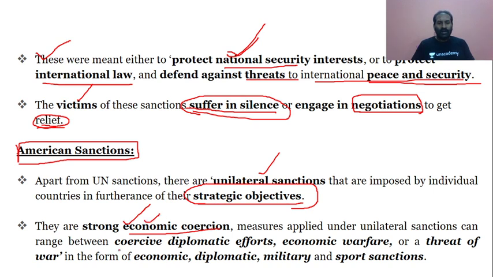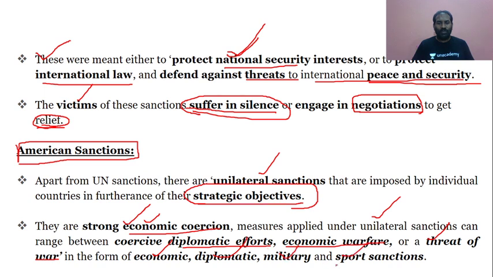Unilateral sanctions can range from coercive diplomatic efforts to economic warfare, or they could lead to war itself, because if the country on which the US is imposing the sanctions is not listening, then at last the US will say that to protect democracy we are going ahead with war with that particular country. So they will definitely threaten that country with war, in the form of economic, diplomatic, military, and sports sanctions.